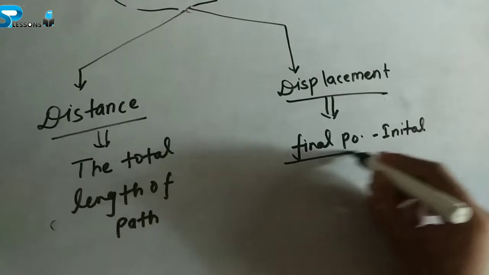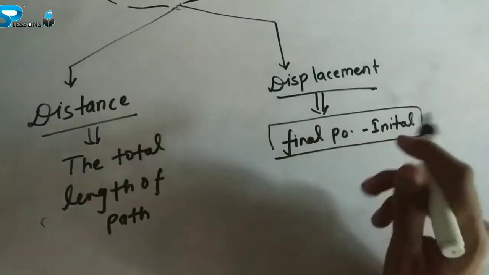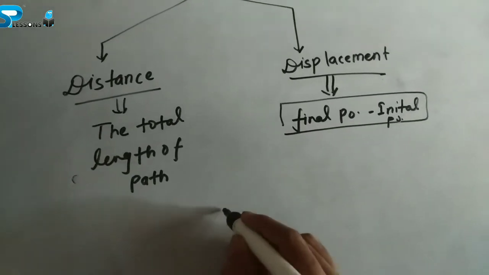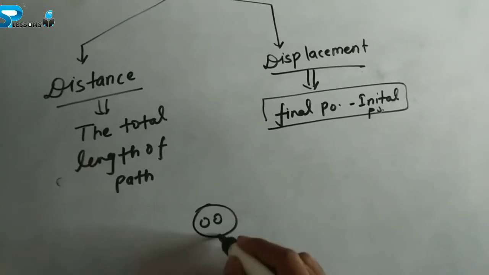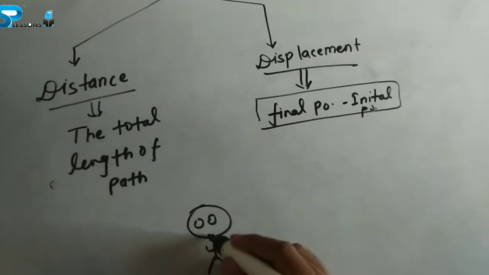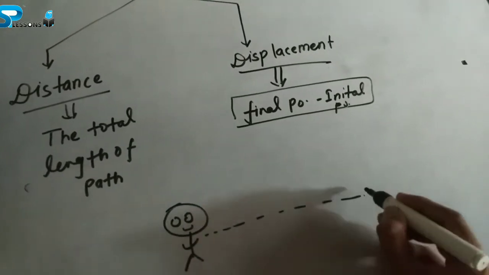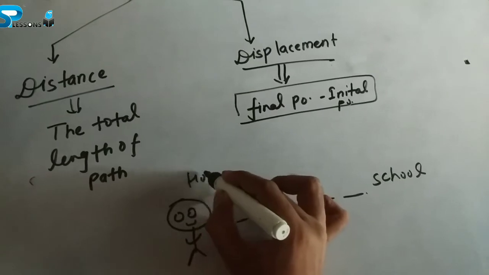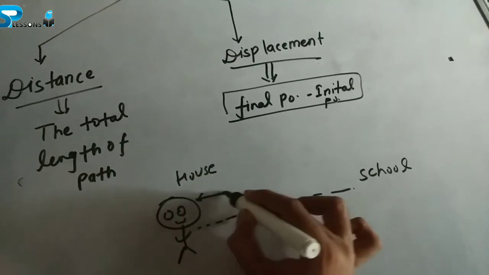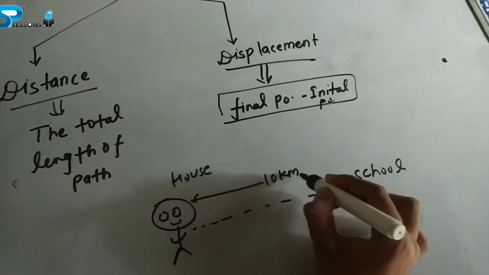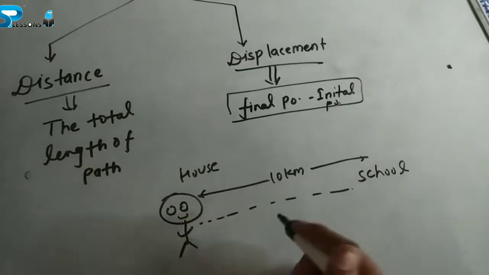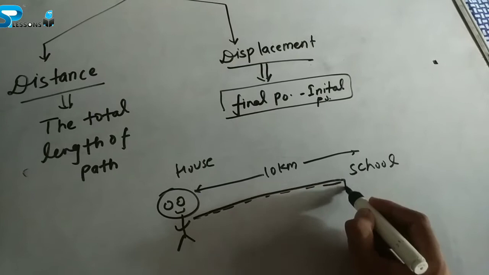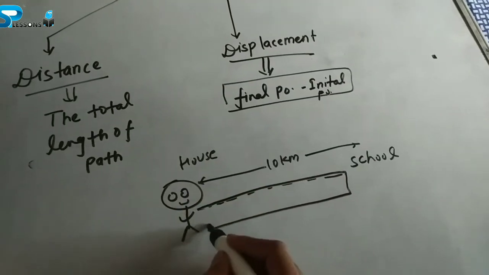The difference of path between final position and initial position. So let us understand with an example. A boy moves from house to school. It is 10 kilometer far away from the house. So he goes from house to school and comes back from school to house.